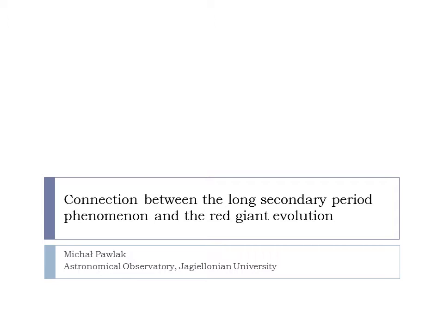about the connection between the long secondary period phenomenon and the red giant evolution. By red giants here I mean both RGB and AGB stars. So for the purpose of this study I used the OGLE collection of the long period variables in the Large Magellanic Cloud, and especially the sample of OSARG variables, both the ones that show LSP and those that don't. And I compared their location on both period luminosity and CMD diagrams.